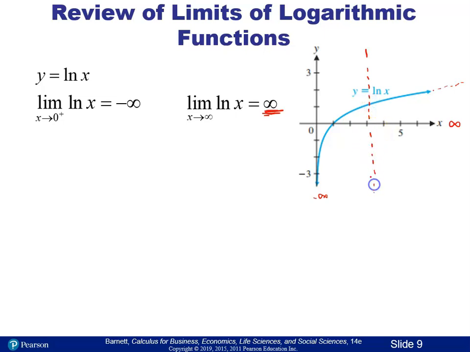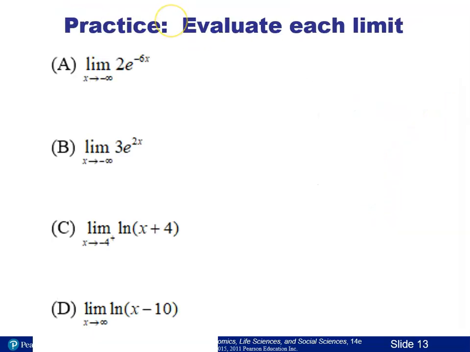Okay, so if everything shifted to the right 3 units, our graph is going to look more like this. As we approach 3 from the positive side, that's going to take us down here, and we're going to be going to negative infinity. Okay, here are a couple you could practice on just to make sure you understand this.